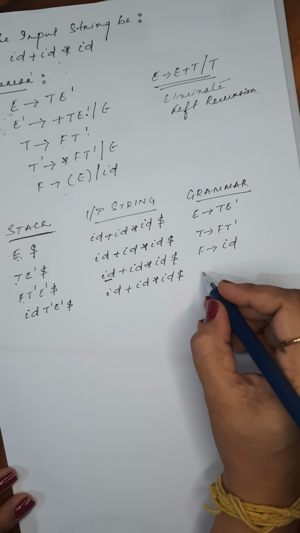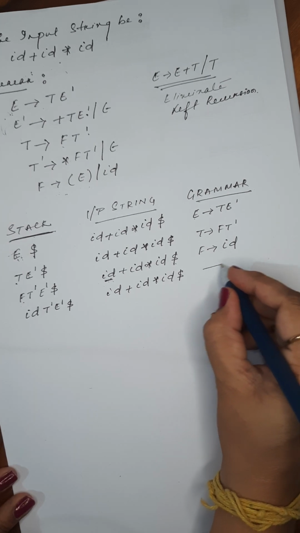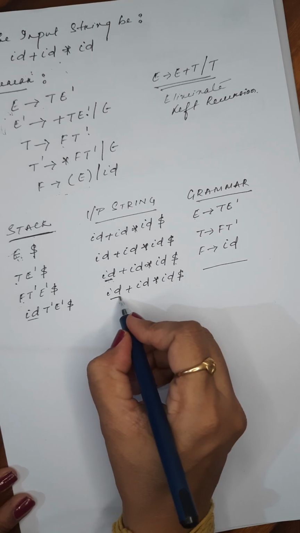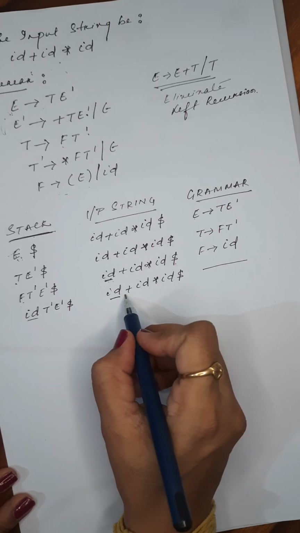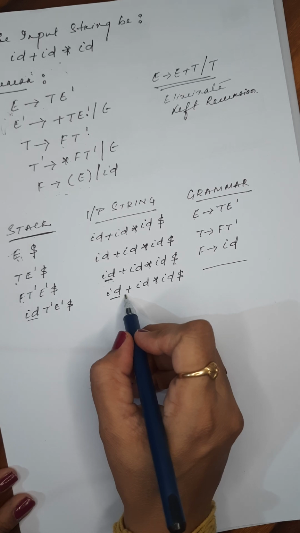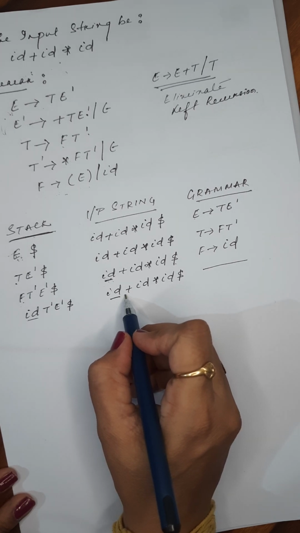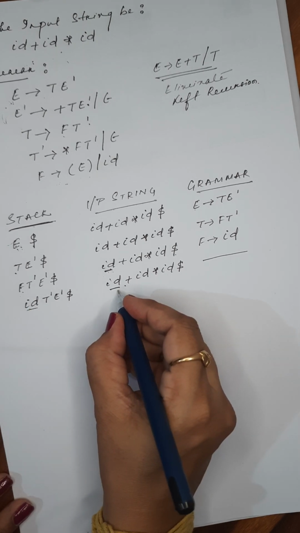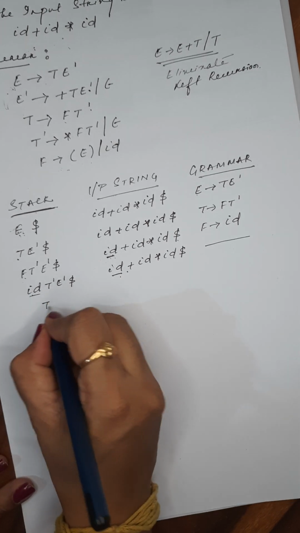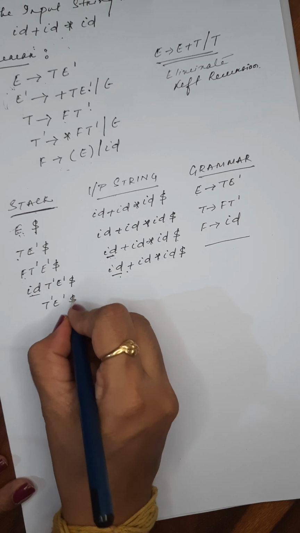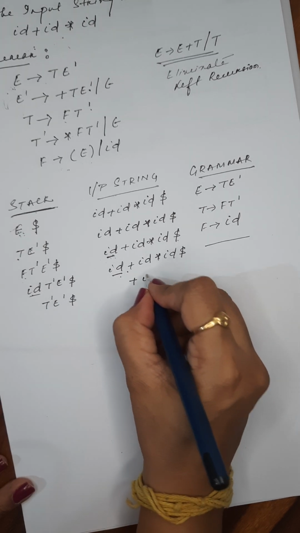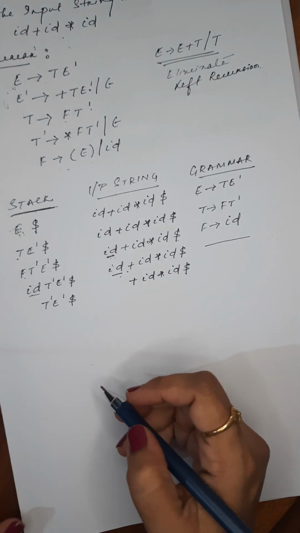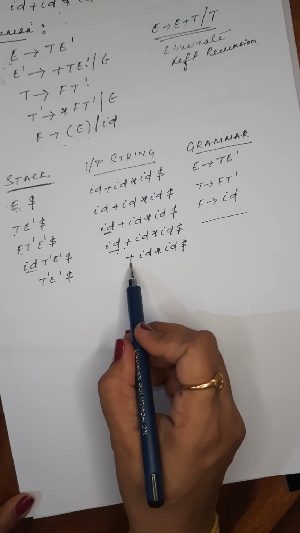Now at this point of time no grammar rule will be applied, because when the stack top and the first input symbol match, we will perform a pop operation, because a stack has basically two operations. One is the push operation, another one is the pop operation. So when it matches, this ID and this ID will be popped out. What will remain? T dash E dash dollar. Here ID is popped, so plus ID star ID and dollar. Okay. Next, what do we need to pop out? We need to pop out plus.